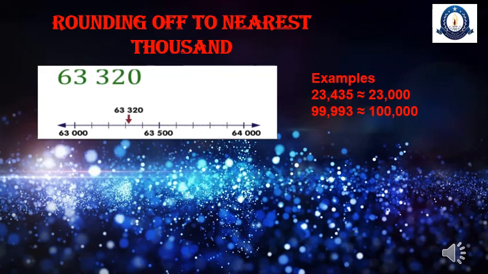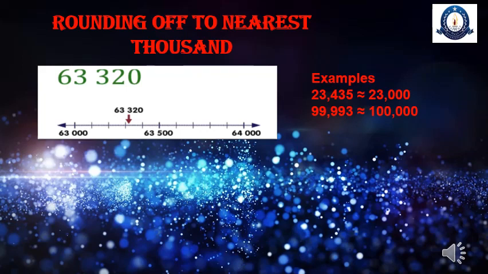Look at the next example. 99993. 9 is on the place of 1000. Next number is 9. 9 belongs to up family. So this 9 will go one step up. So what will come? 10. You will write 0 here. 1 will go as carry. So 9 plus 1, what will come? 10. And in place of last 3 digits, 993. In place of 993, what will come? 3 zeros. So answer will be 100,000.